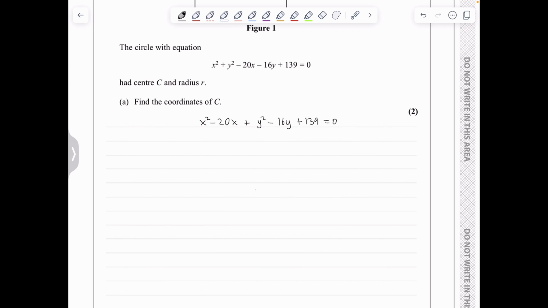I will complete the square to arrive at x minus 10 all squared minus 10 squared plus y minus 8 squared minus 8 squared plus 139 is equal to 0, which leads to x minus 10 squared plus y minus 8 squared minus 25 is 0, and therefore we have x minus 10 squared plus y minus 8 squared is equal to 25. We can identify the coordinates of the center C as being 10, 8.